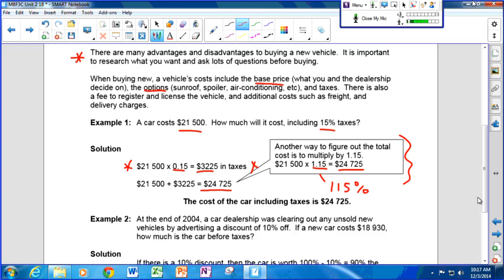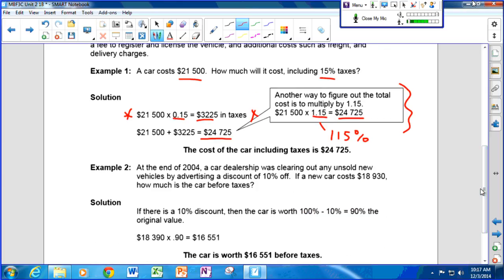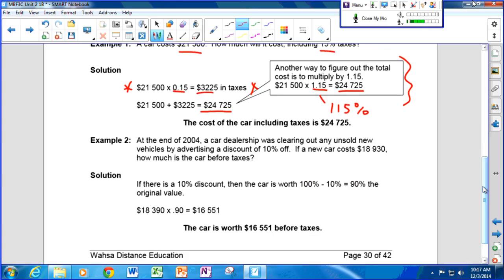Okay, so it's just a little shortcut that you can do to skip a line, and you can only use that if they're not asking for the actual amount of taxes. Otherwise, you'll end up having to do an extra calculation anyway.